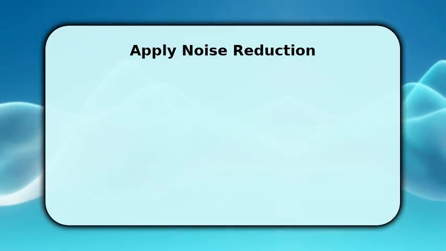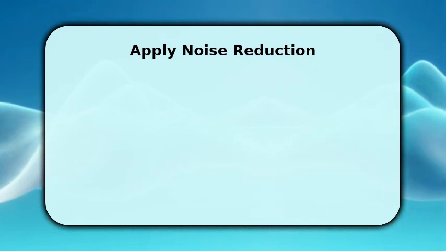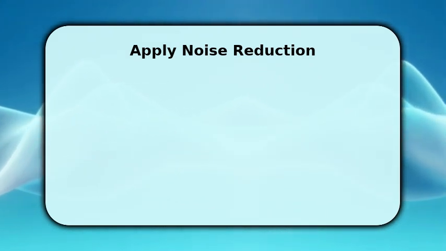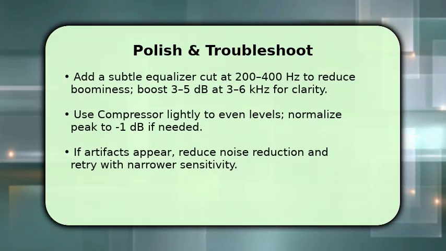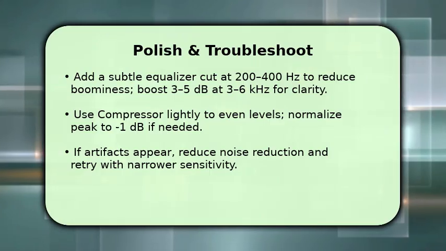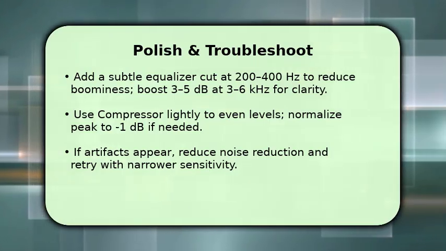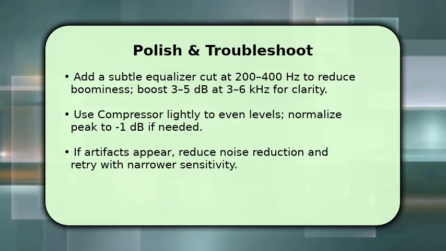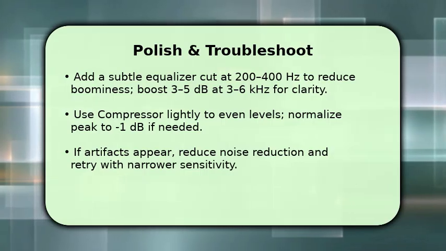Finish by polishing. Apply a gentle equalizer. Cut a small band around 200 to 400 Hz to reduce boom, and add 3 to 5 decibels near 3 to 6 kHz to bring back intelligibility. Once satisfied, use light compression to level dynamics and normalize peaks to about -1 decibel for consistency.